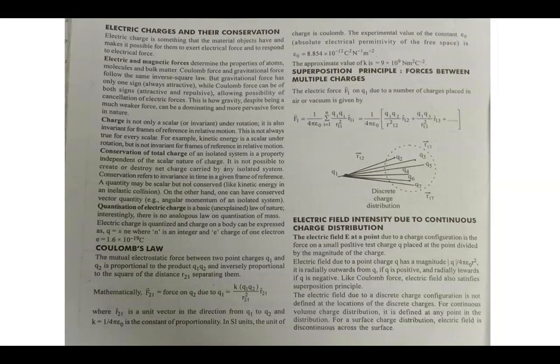Coulomb force and gravitational force follow the same inverse square law, but gravitational force has only one sign, while Coulomb force can be of both signs, allowing the possibility of cancellation of electric forces. This is how gravity, being a much weaker force, can still be the dominating and more precise force in nature.